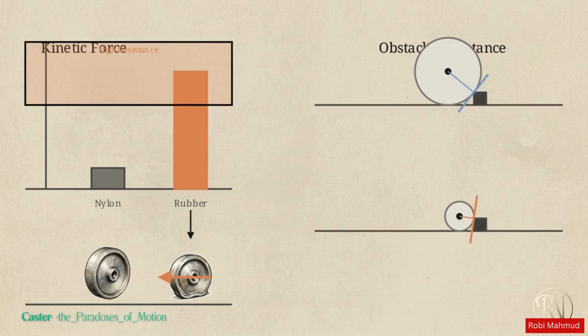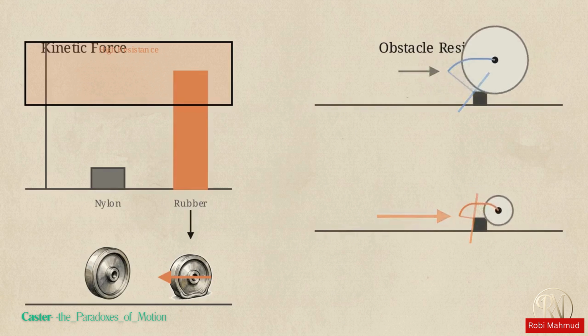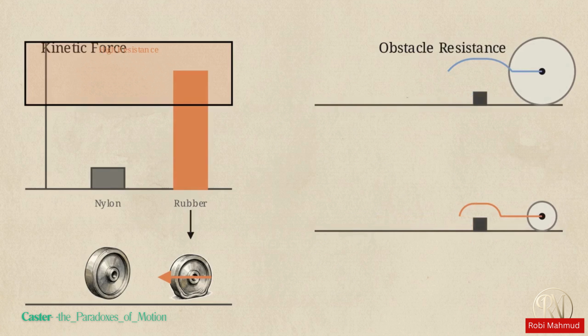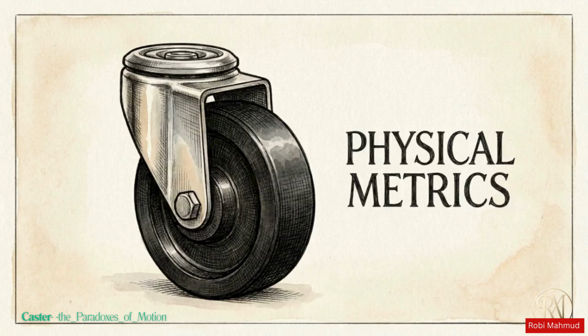Size also dictates performance. A larger diameter wheel hits obstacles with less resistance than a small wheel, using a fraction of the energy. Efficient rolling is the result of mathematically matching the density and diameter of the wheel to the specific resistance of the floor.